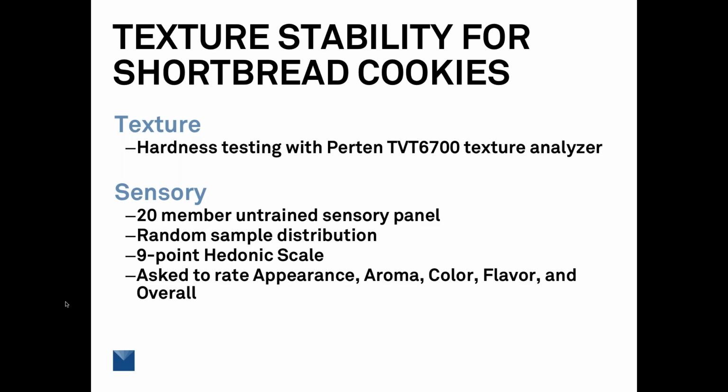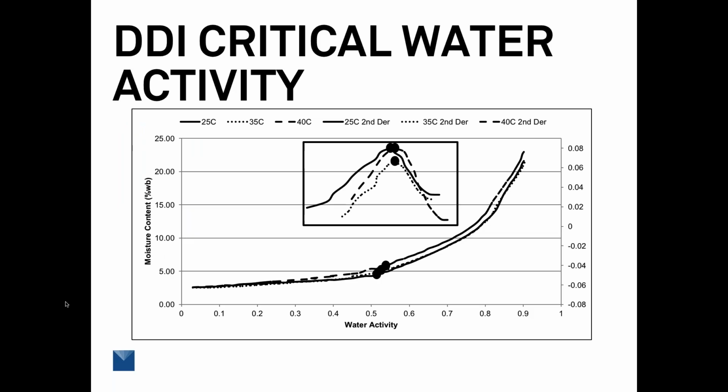So we investigated texture through hardness testing with the Perten texture analyzer, but we also did some sensory analysis using a 20-member untrained sensory panel with random sample distribution using a 9-point hedonic scale. And we asked them to rate appearance, aroma, color, flavor, and overall. These are very challenging studies to do, though. These sensory panels are labor-intensive and challenging to pull off.